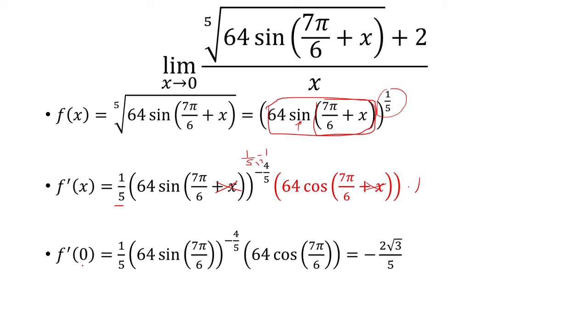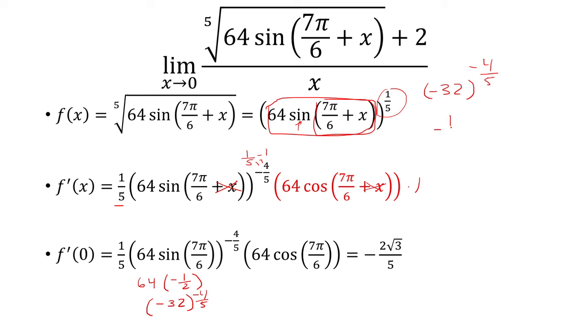So for that, the x's are going to go away since it's 0. And the algebra here is a little tricky, so let's go over that. So here I have 64 times sine of 7 pi over 6. Sine of 7 pi over 6 is negative 1/2. So this is negative 32. And now I'm going to raise this to the negative 4/5 power. Let's put it on the side here. The negative is just going to flip it.